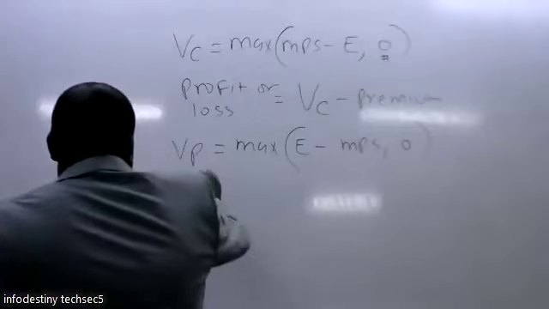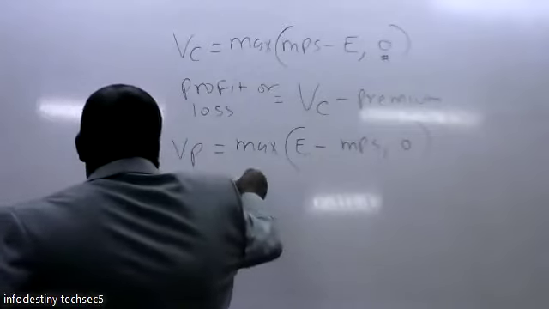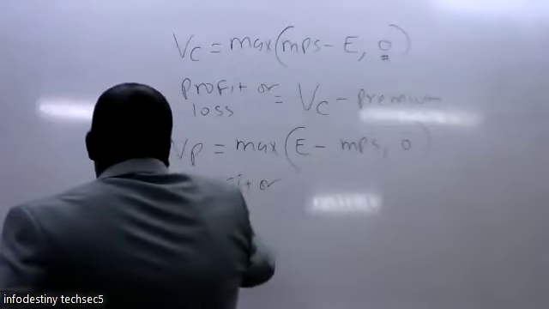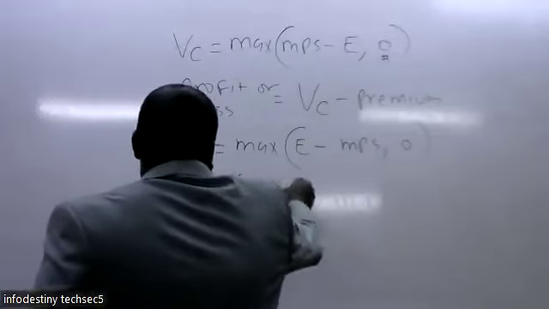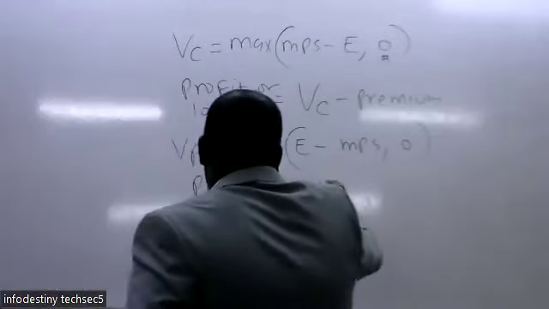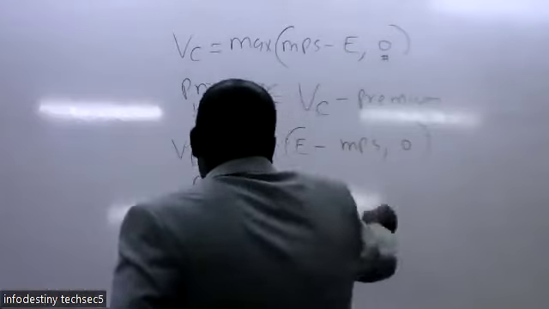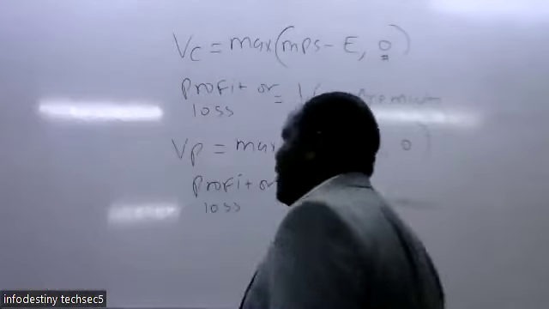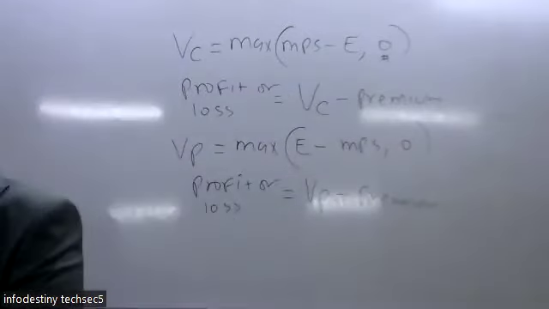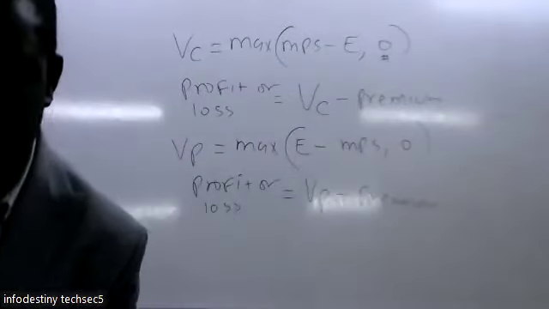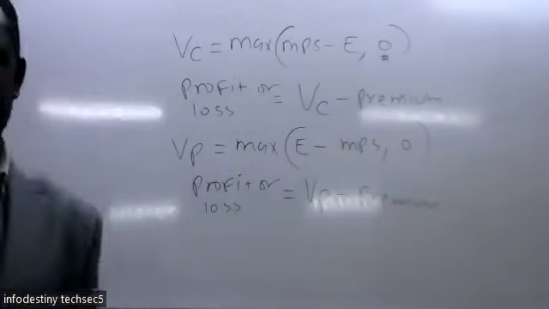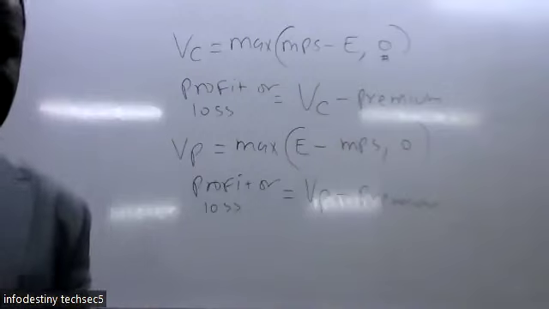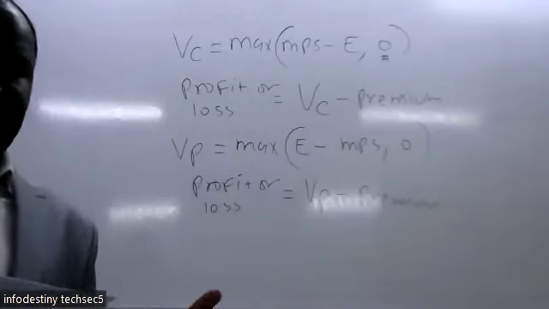Then also to get the profit or the loss. Profit or loss will also be given by the value of the put option, you subtract the premium. So that's now the summary for that.